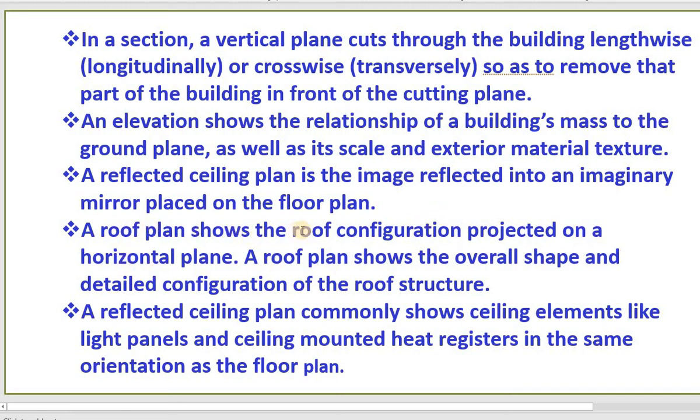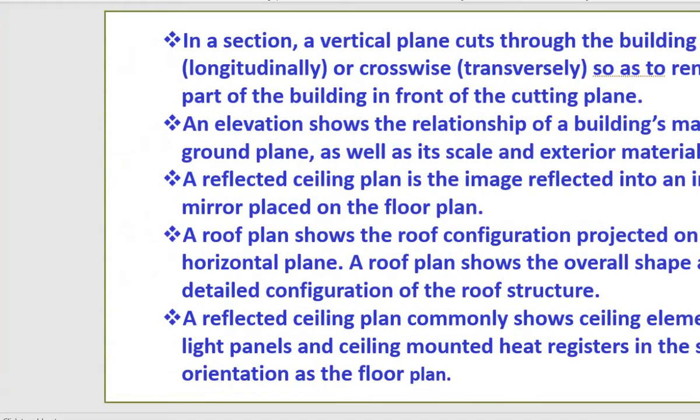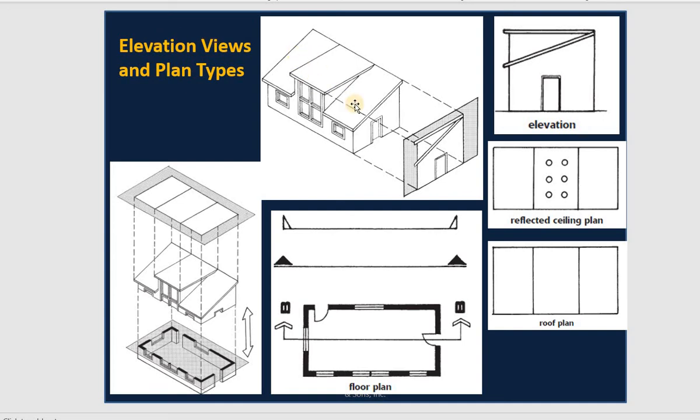The roof plane shows the roof configuration projected on the horizontal plane. The roof plane shows the overall shape and the detailed configuration of the roof structure. You call that the roof plane or the roof framing plane. The reflected ceiling plane commonly shows ceiling elements like light panels, ceiling mounts, heat registers in the same orientation as the floor plan.